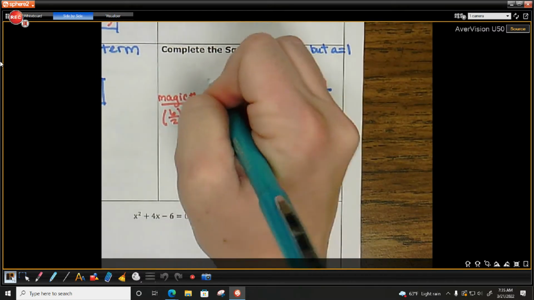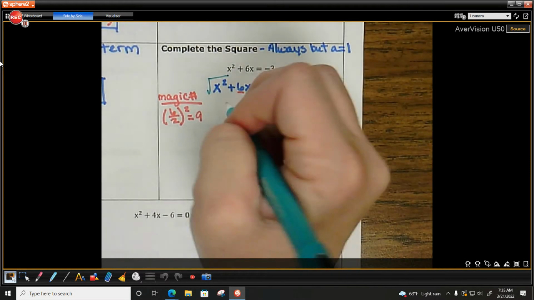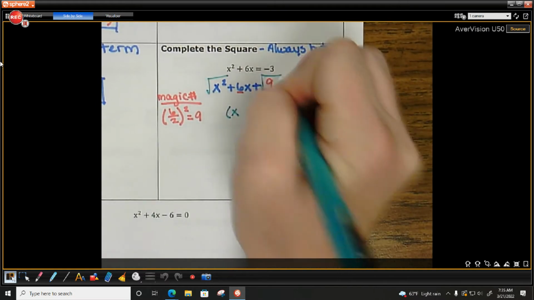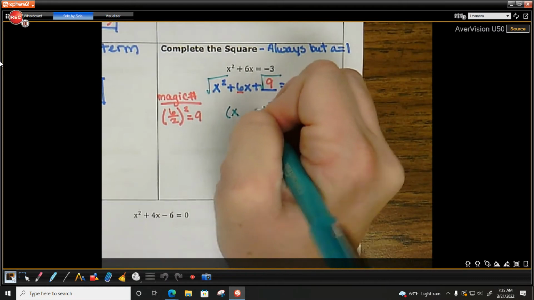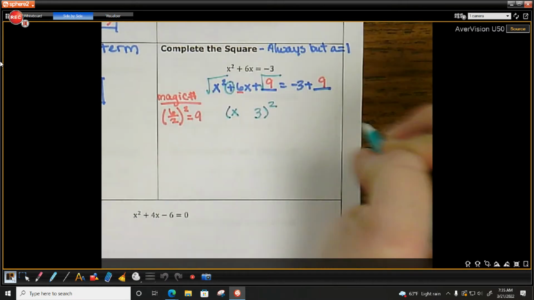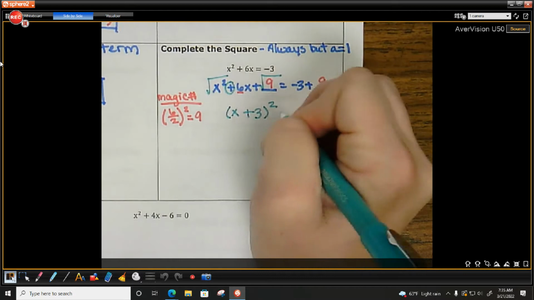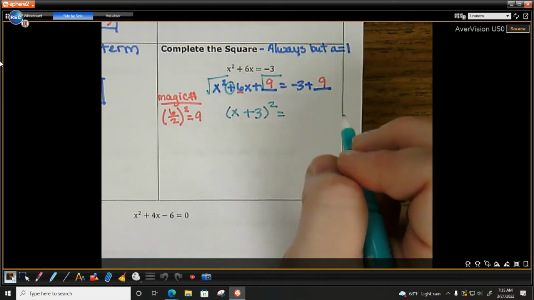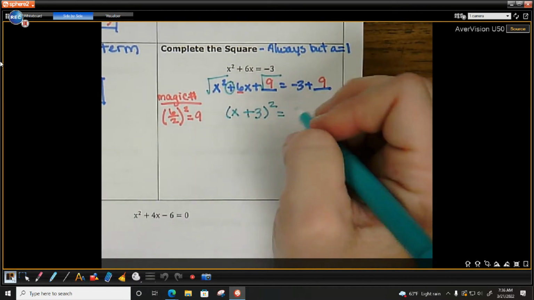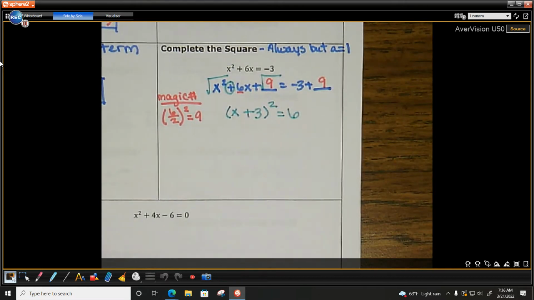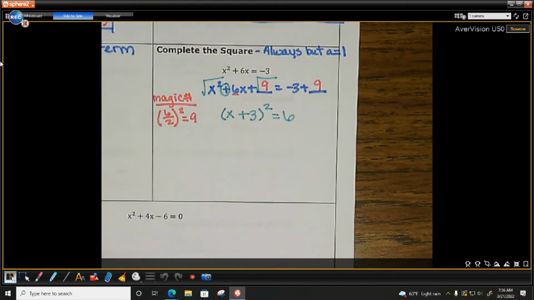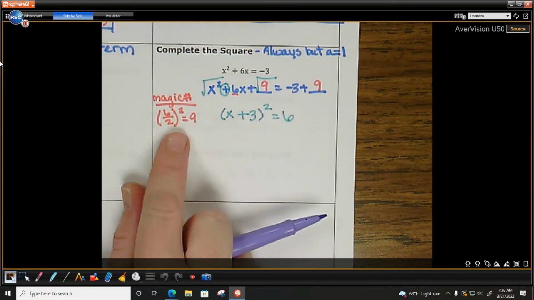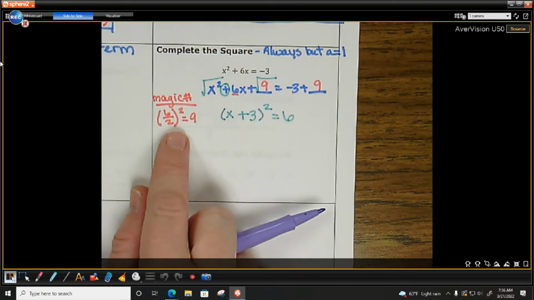What's the square root of x squared? X. What's the square root of 9? 3. And is it a plus or minus? Plus. Equals, what's negative 3 plus 9? 6. Again, you don't have to remember how to do any of this other than finding this magic number, b over 2 squared. Okay, you don't have to use this method.